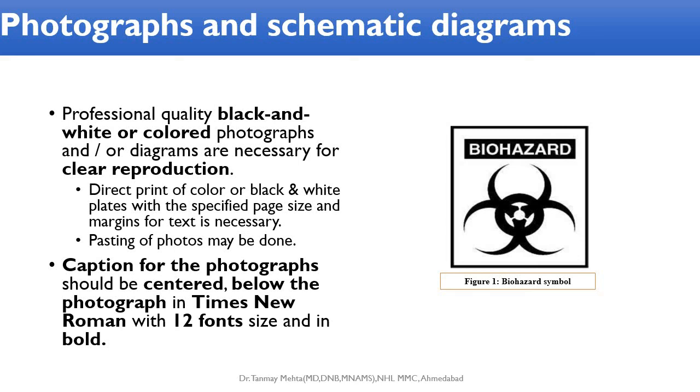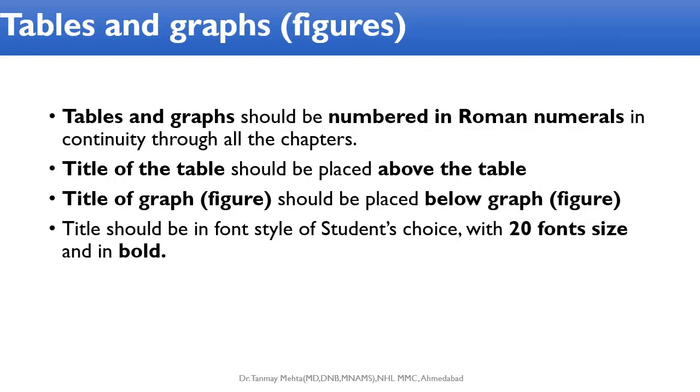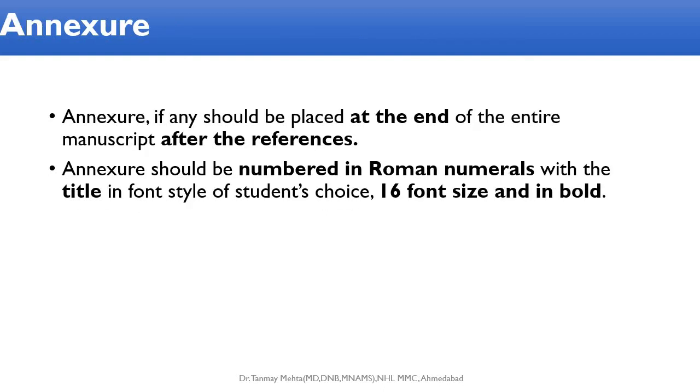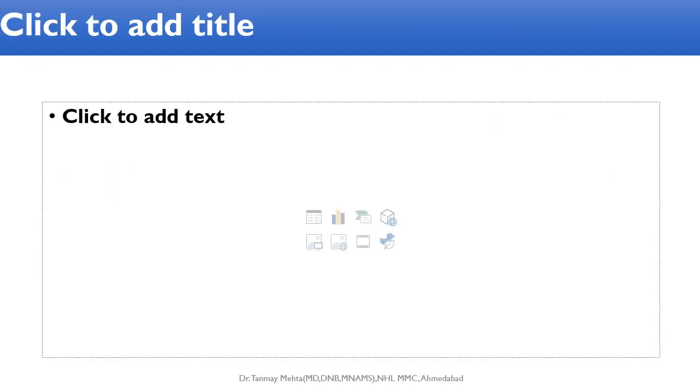Every diagram should be very clear when you print it, and you have to put the title of the photograph or picture below the photograph in Times New Roman font, 12 font size. Tables and graphs should be numbered in Roman numerals. Title of table above the table. Title of graph should be placed below the graph, and it is in 20 font size and in bold. Annexures are placed at the end of the entire manuscript after the reference, and it is numbered in Roman numerals, 16 font size and in bold.